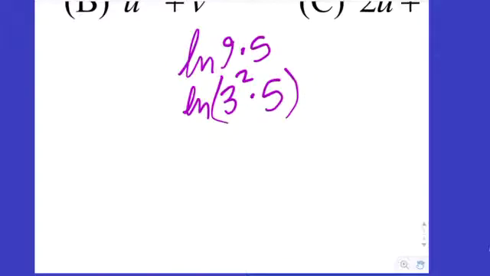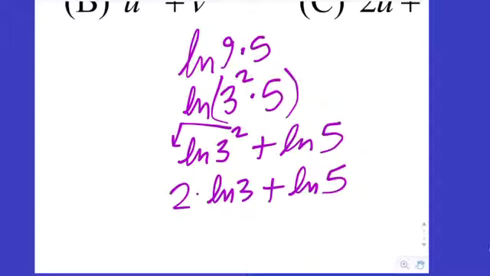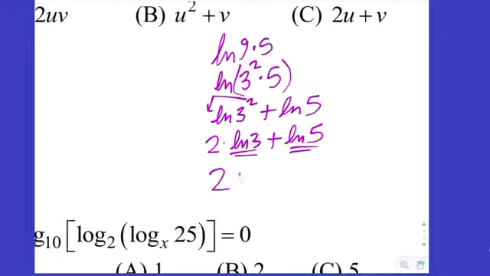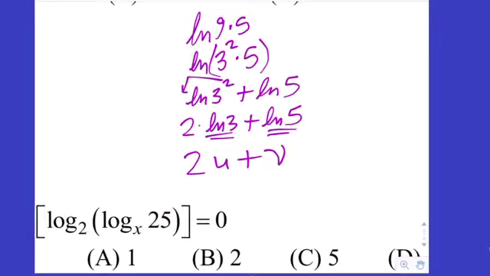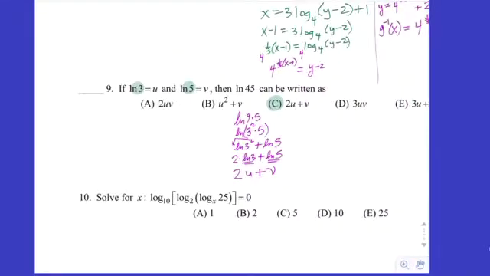So now we just expand it using the properties of logs. So that becomes the natural log of 3 squared plus the natural log of 5. And before we can replace the natural log of 3, you got to bring the 2 out front. So it becomes 2 times the natural log of 3 plus the natural log of 5. And now I can replace the natural log of 3 with u. So it becomes 2u plus the natural log of 5, which is v. So the answer is 2u plus v, which on the test was answer choice C. Tomorrow you leave it as 2u plus v.